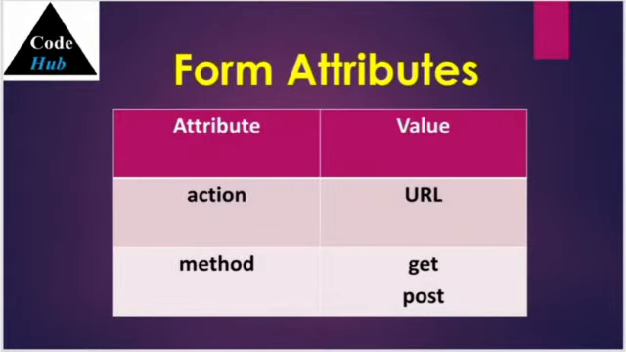Now let's look at the form attributes. First is action, with a valid URL. It specifies the URL of a backend script that will process the form. Next is method, with the value get or post, which specifies the HTTP method to use when the form is submitted. Possible values: get, where form data is appended to the URL on submission. Post, where the form data is not appended to the URL.